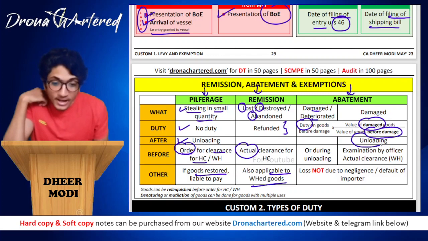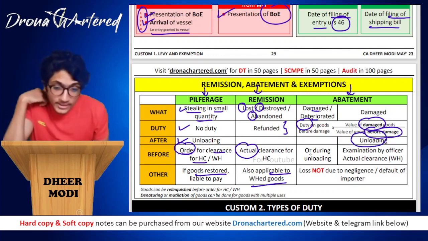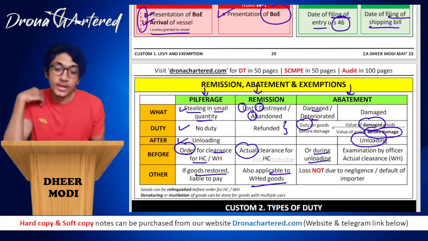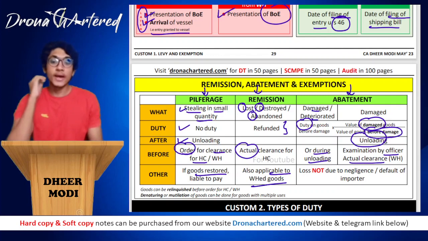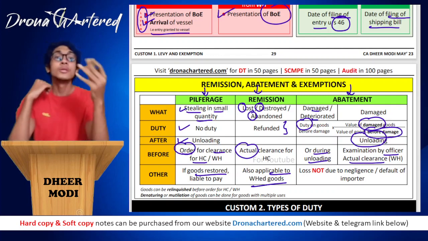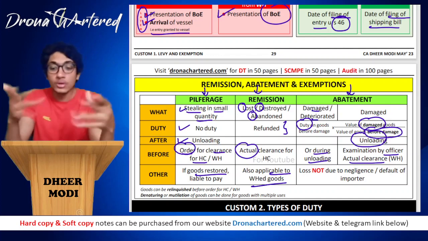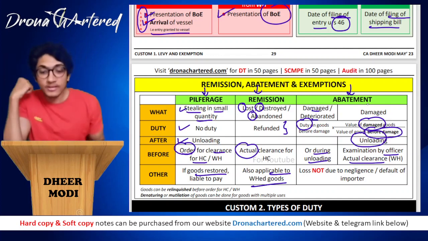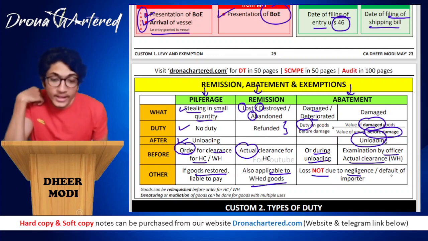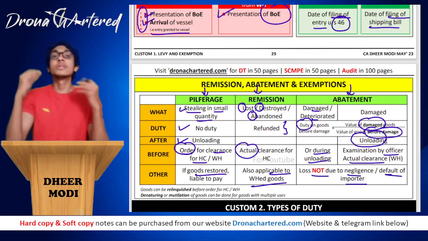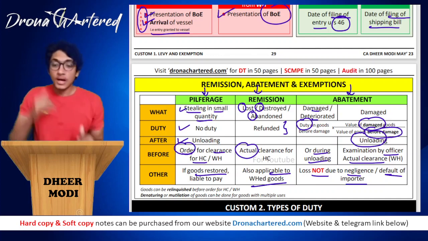Now this should happen after unloading, but before, in this case it is during loading, and over here it is examination by your officer before your actual clearance. So it should be before the officer examines for actual clearance. In such a case, if it is abated, only then your abatement will be given. That means if goods are damaged, the loss should not be due to negligence or default of the importer. That means there should be no fault of the importer, only then will you get abatement.